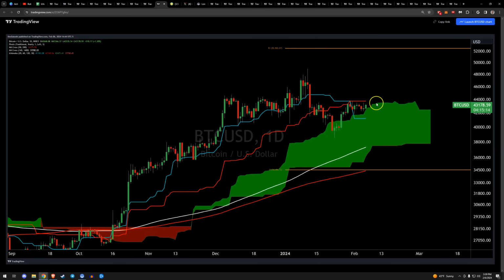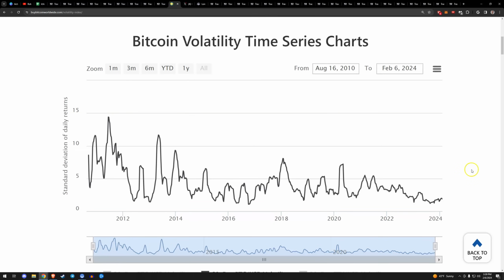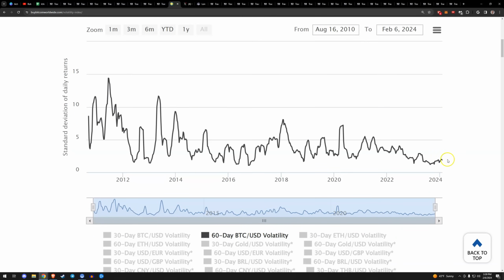But the high conviction here would be stop loss at 44, target is 38 if we close in the cloud. As far as volatility is concerned, there's different ways to look at volatility. We can use Bollinger Bandwidth. We can look at math-based volatility, 30, 60 day, 90 day, whatever, right?